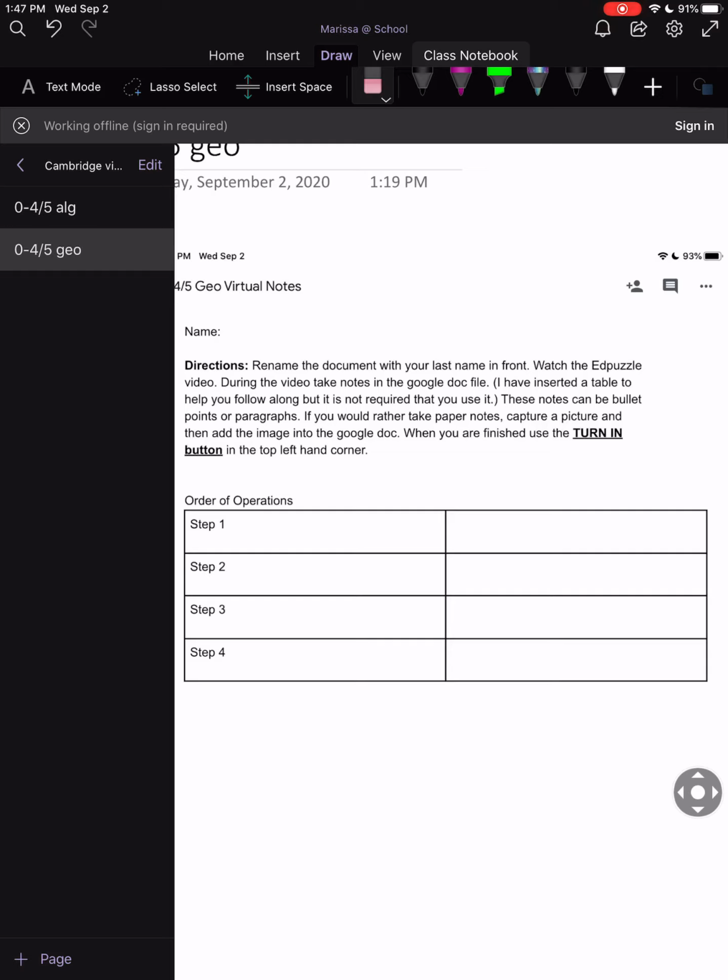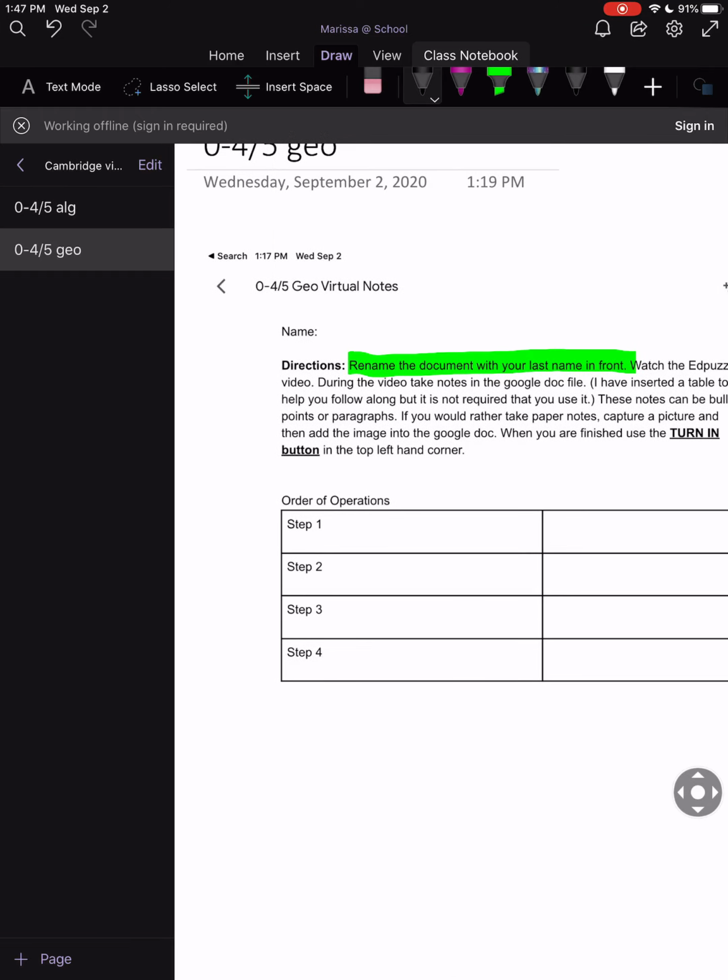First things first, I need you to rename the document with your last name in front. What I mean by that is up in the top corner, you're going to see that it says 0-45 geometry virtual notes. I need you to edit that, and in front of all of this, just write your last name.